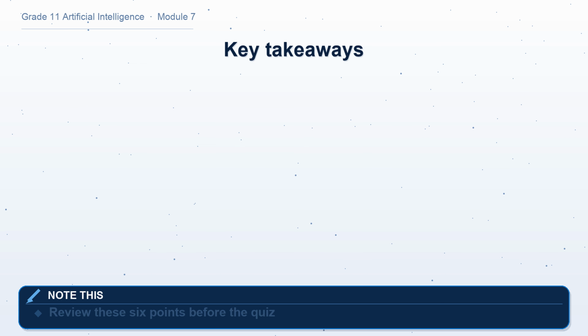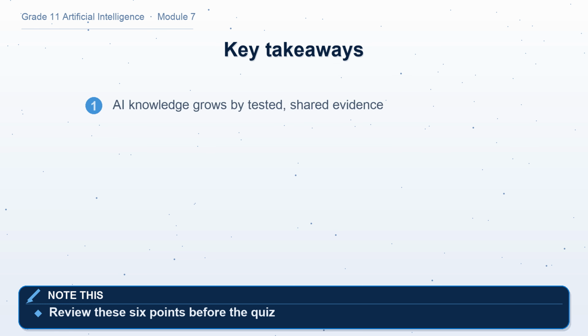Let's gather the key ideas. AI knowledge grows by tested, openly shared evidence. The process is a loop. Question, review, hypothesis, experiment, analyze, communicate. To claim something is better, use a benchmark and a baseline.